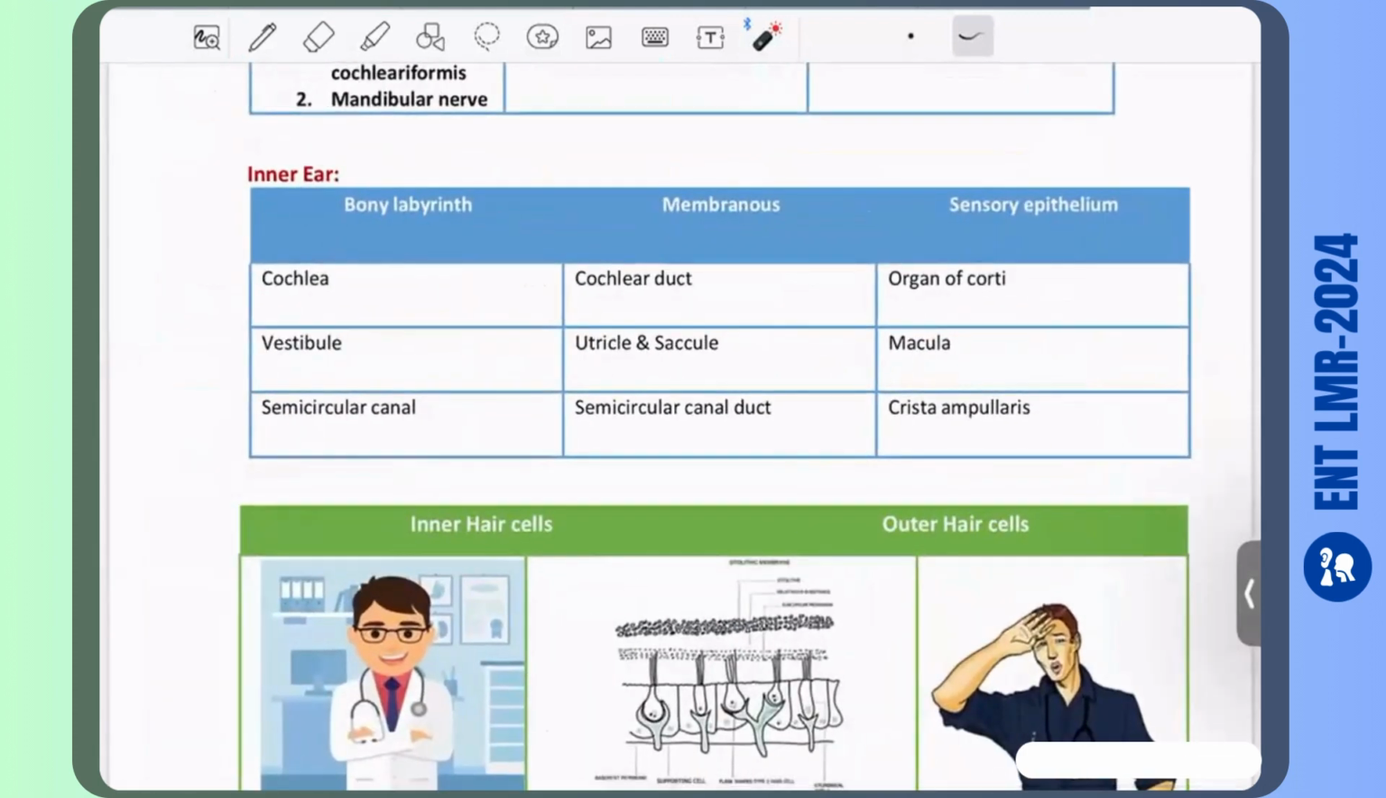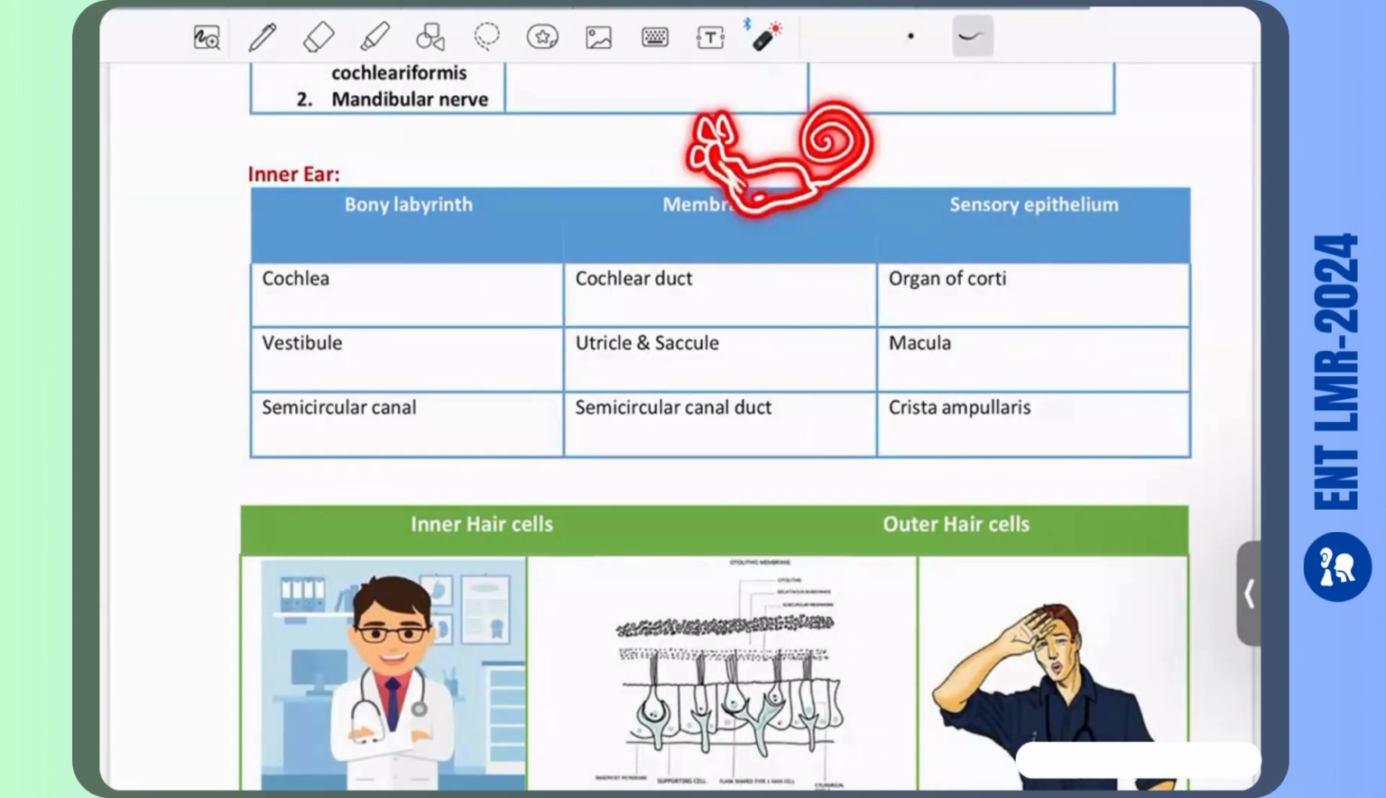So we have seen ample concepts about the middle ear. Now we enter into the inner ear, very important. So basically you divide the inner ear into 3 compartments. If you see a snail, similarly the same structure applies. This is a bony labyrinth.